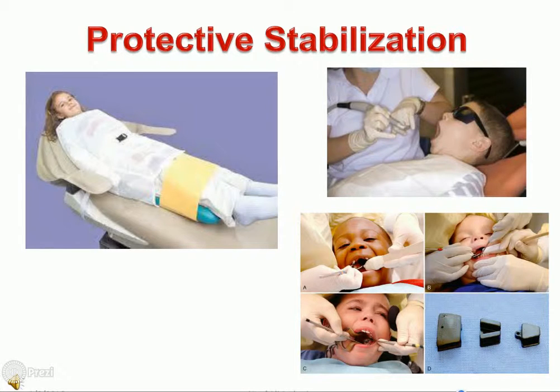Common examples of these devices include mouth props, pedi-wraps, papoose boards, and supportive seat belts, or by gently holding the child's hands, arms, or legs. The decision to use protective stabilization should also take into consideration the child's emotional and cognitive developmental levels, the child's medical and physical condition, and parents' understanding and accepting their use.